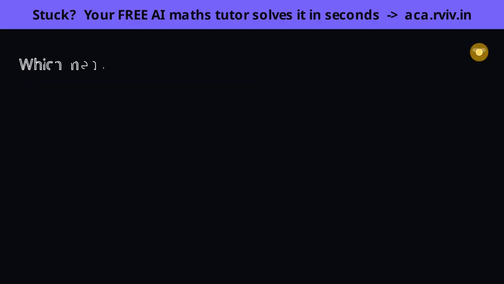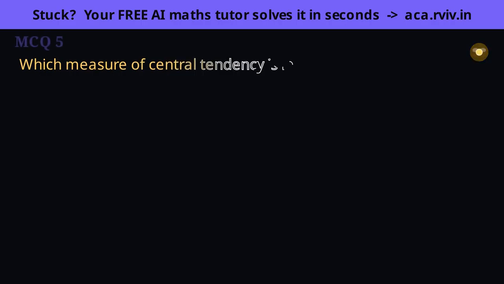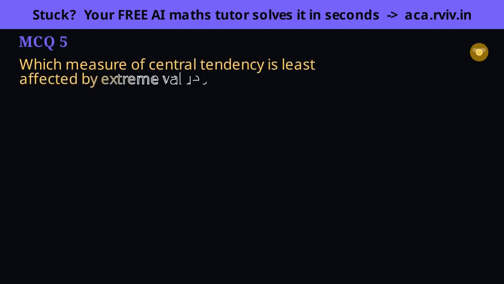Think back to how each measure is built. Which one depends only on position, the middle value, rather than on the actual size of every reading?